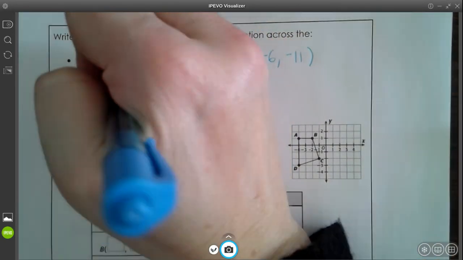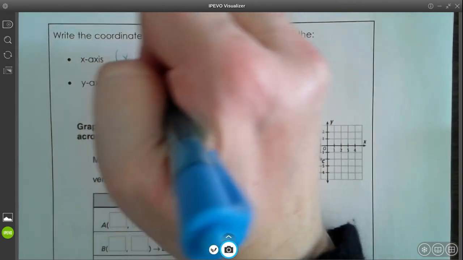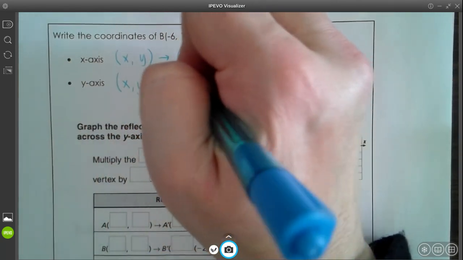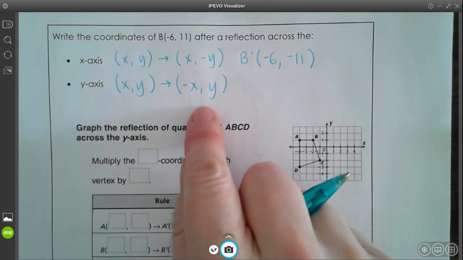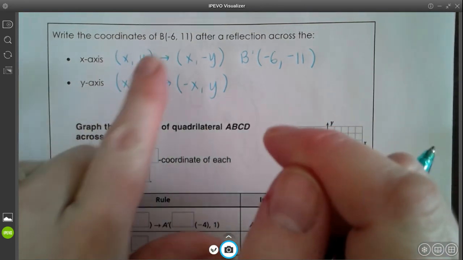Okay? For a y-axis reflection, the x coordinate is the one that becomes the opposite, and we keep the y. So let's go back to our original point.